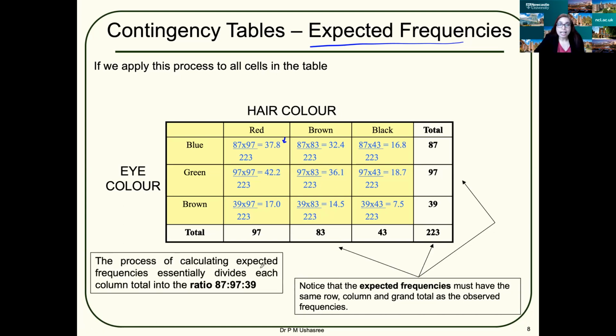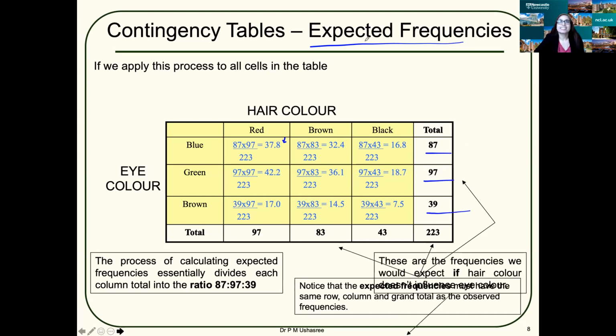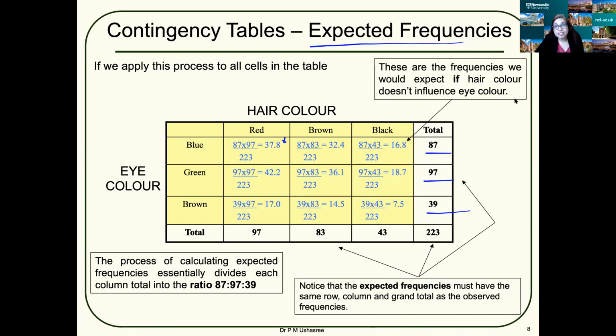And the process of calculating expected frequencies essentially divides each column total in the ratio 87:97:39. And these are the frequencies we would expect if hair color does not influence the eye color. Remember, the null hypothesis is true. That's what we have assumed.